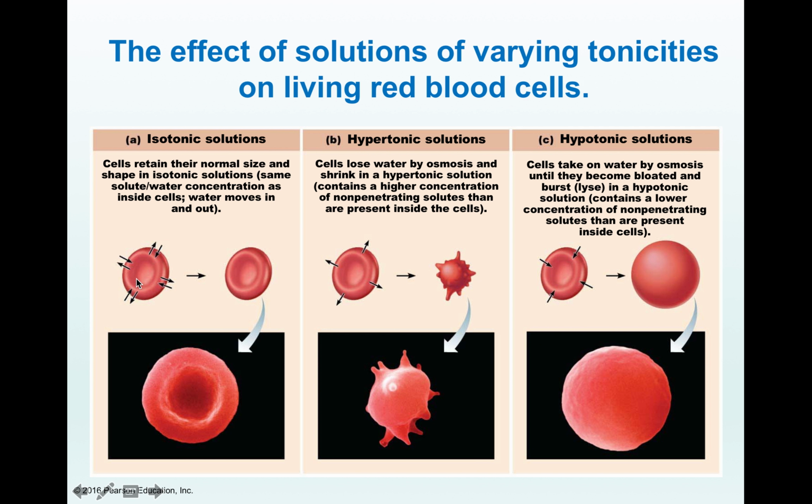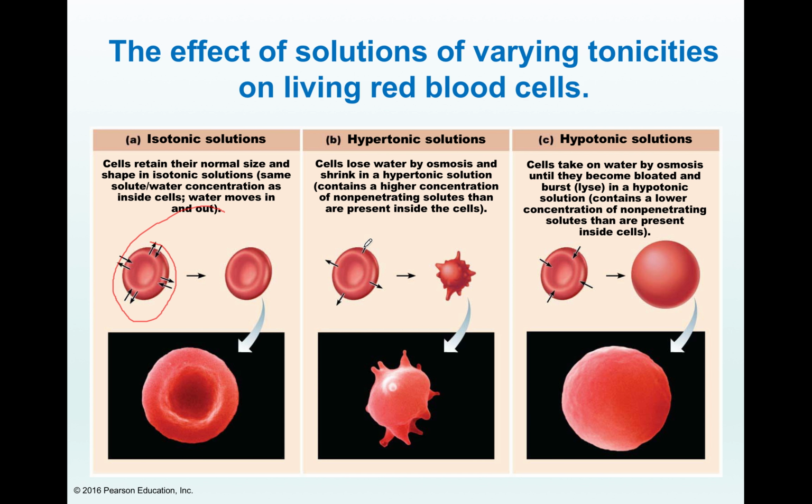So here are the three situations that we described. What you have first is your regular red blood cell. In this case, notice that the arrows are equal, moving in and out of the cell, which means water is still moving via the osmosis process, but it's an equal amount, and consequently your cell shape will not change. So your red blood cell keeps its original shape.